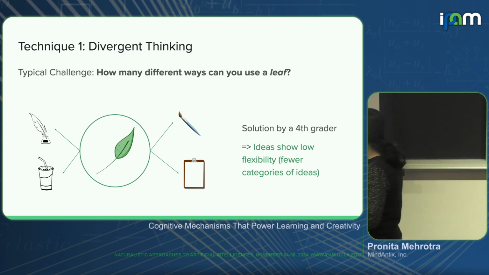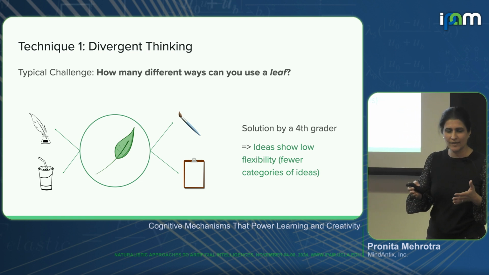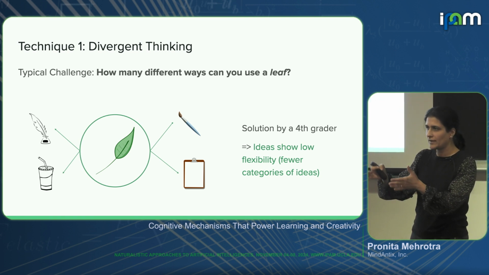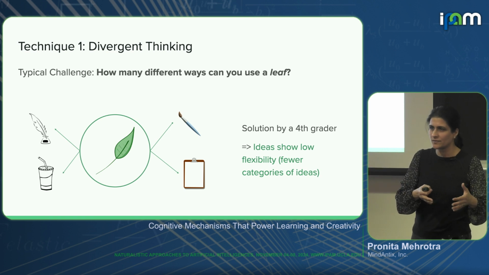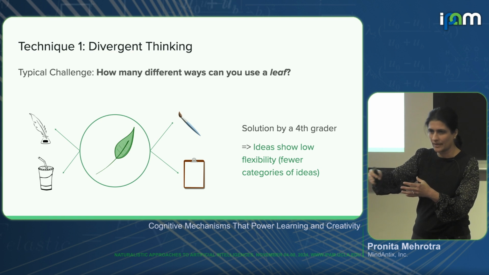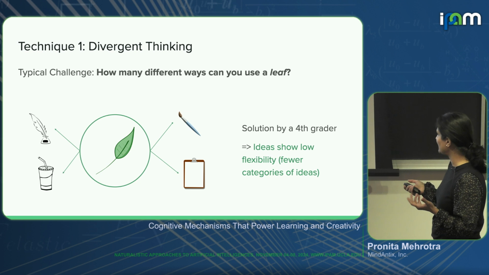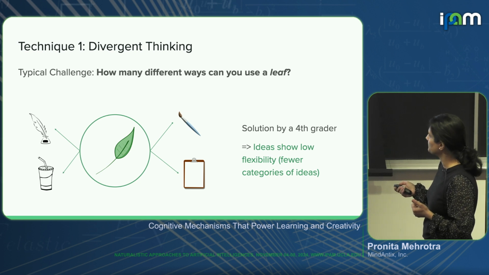And so they're displaying a little bit low flexibility. And flexibility means that you're not looking at many different categories of ideas. You're stuck on one category, and then you're generating many ideas in that same category. So this is basically a little bit lower in flexibility.